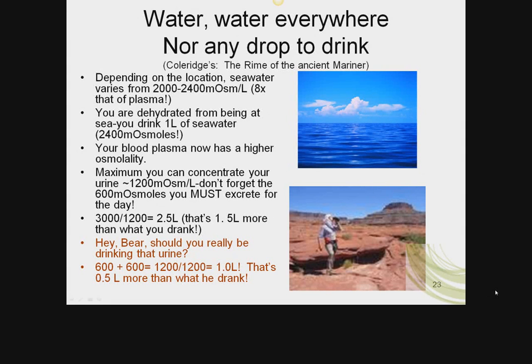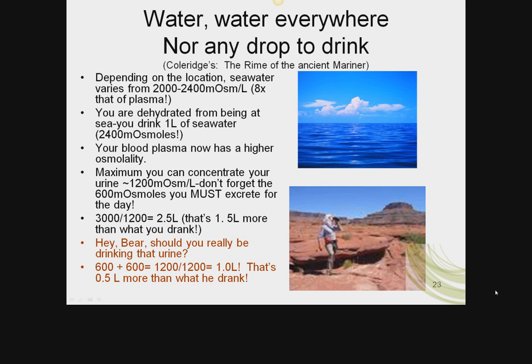Now let's talk about the osmolarity of seawater. Depending on where you are, seawater can be about 2,000 to 2,400 milliosmolal. If I stick with 2,400 milliosmolal, that's 8 times the concentration of your plasma. Let's say you decide that you're going to drink 1 liter of seawater. If you consume 1 liter of seawater, that means you consume 2,400 milliosmoles worth of salts.